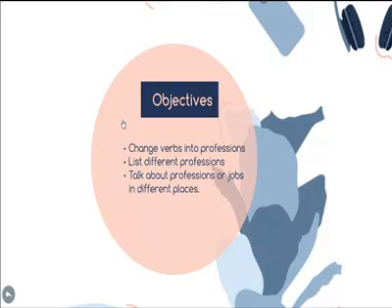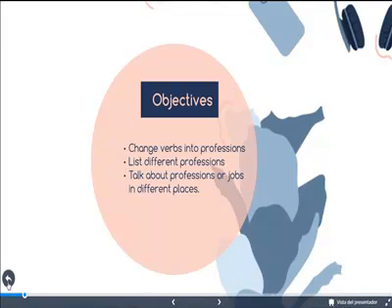Objectives. In this video, we are going to learn how to change a verb into a profession or job. Then we're going to list different jobs or professions. And finally, we're going to talk about different professions or jobs according to the place. Let's start.